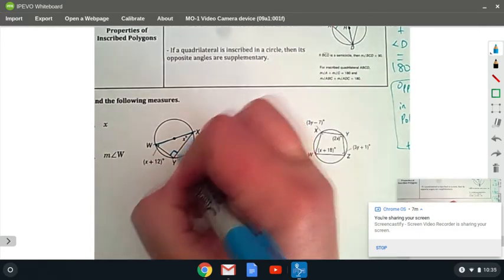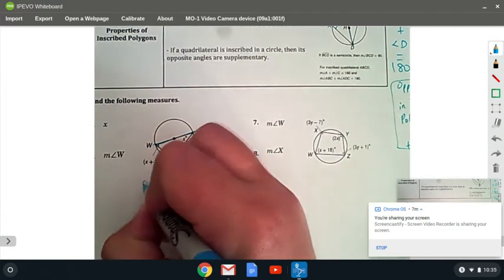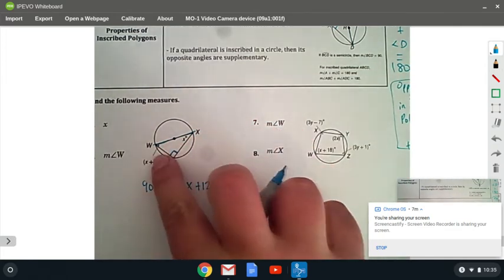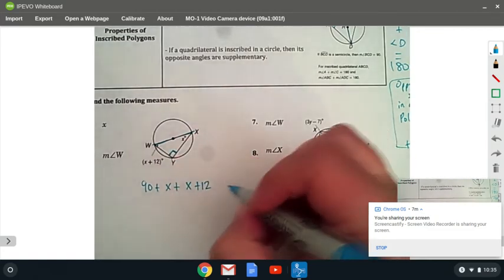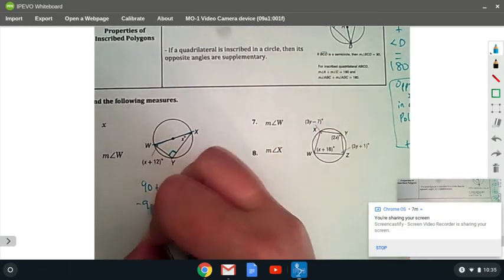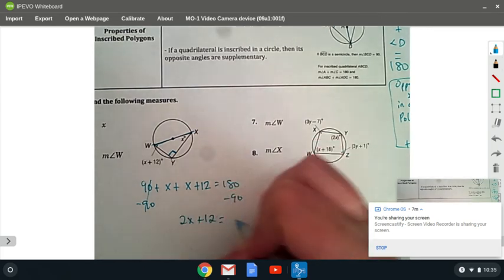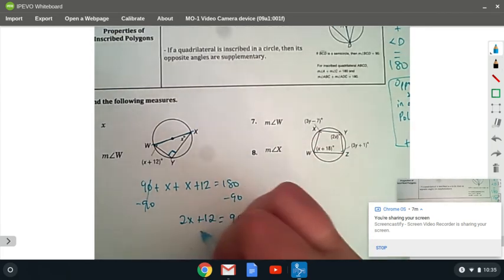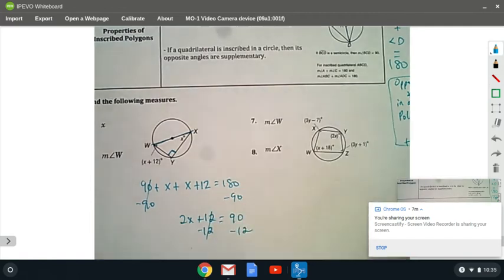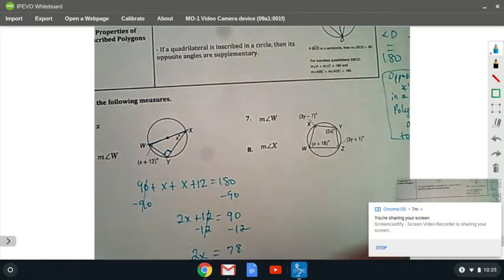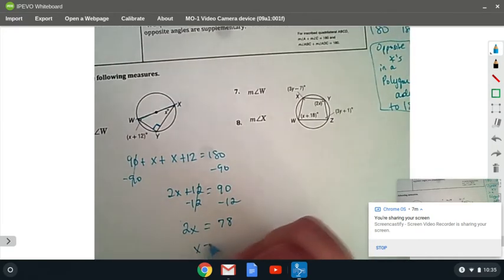So now I know all three angles in a triangle should add to 180. So I'm adding x plus 12, x, and 90. I'm first going to subtract 90. 2x plus 12 equals 90. And then I can subtract 12 here. 90 minus 12 is going to give me 78. And 78 divided by 2 is going to give me 39.